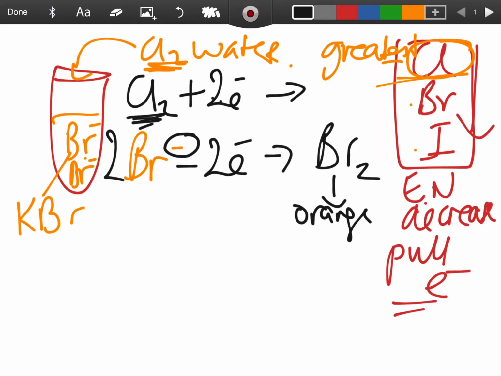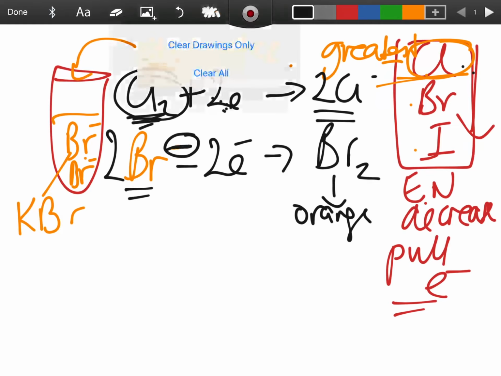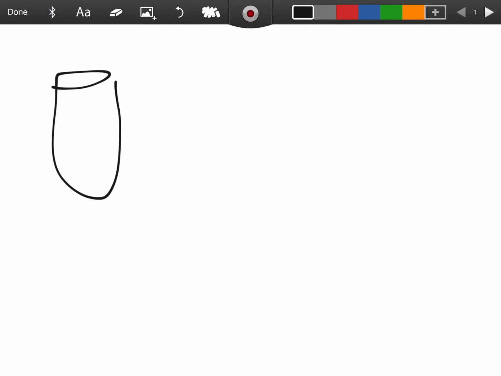So 2 of those Br minus ions lose an electron each, and you form bromine. And you'll notice the appearance of bromine because it's got a colour, it's orange in colour. So you'll see that orange colour forming as you're making bromine. And you form 2 chloride ions. So why is the chlorine taking the electrons? Because it's more electronegative. It takes the electrons from the bromide ions, forming bromine. You're forcing the bromide ions to lose their electron, and so you'll form Br2 from that.